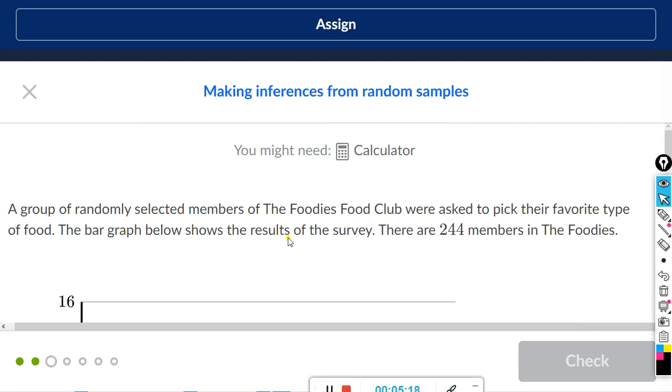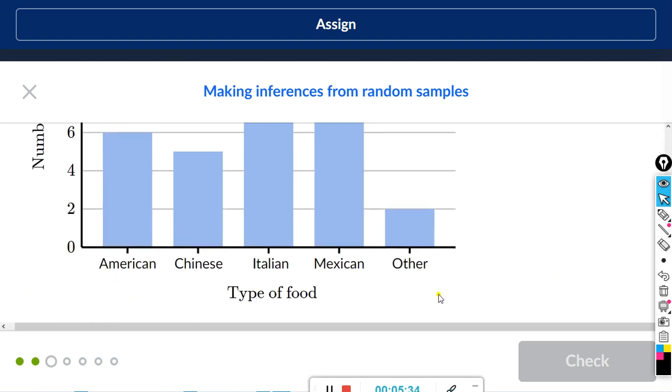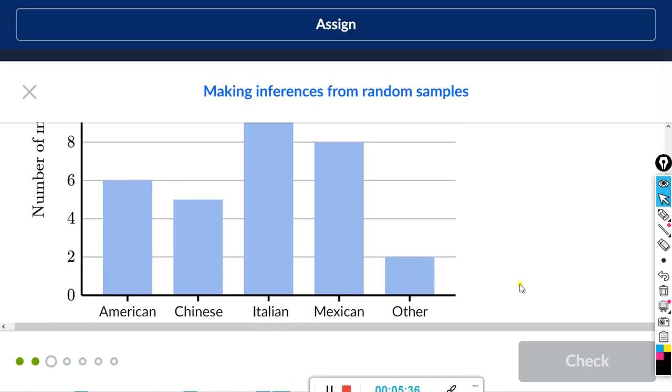All right, randomly selected members of the Foodies Food Club were asked to pick their favorite type of food. The bar graph shows the results. There are 244 members. Based on the data, what's the most reasonable estimate of the number of the Foodies members whose favorite food is Italian? All right, let's see.